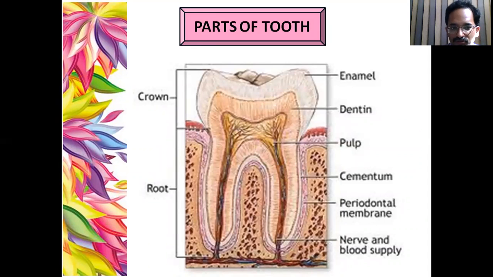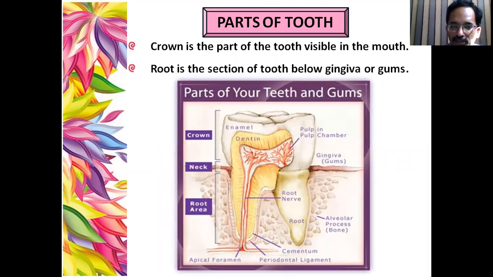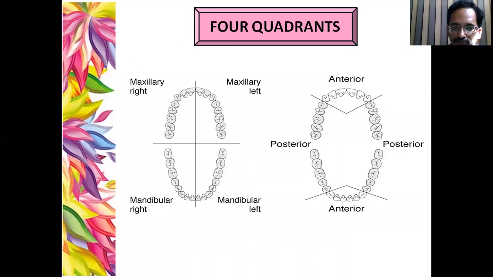So coming to the parts of a tooth, as we all know, a tooth is divided into crown portion and root portion. The crown portion contains enamel and dentin, and the root portion contains cementum or periodontal membrane, with pulp in both the crown and the root portion. The crown is that portion of a tooth which is visible inside the mouth, and the root is a section of a tooth which is below the gingiva or gums.